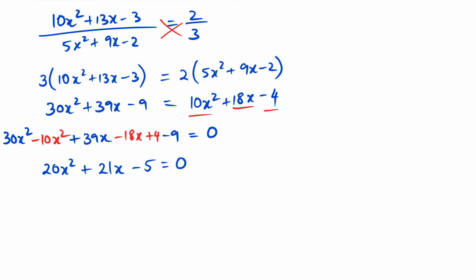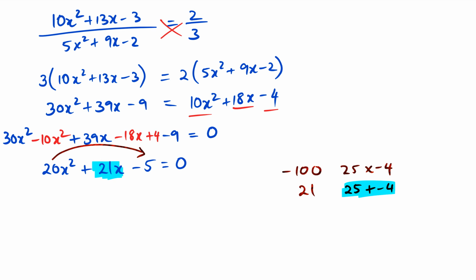Now I've got to factorize this, which means I've got 20 times negative 5, which equals negative 100. So I'm looking for two numbers that multiply to negative 100 and add up to 21, which is going to be 25 and negative 4. So I'm going to change the 21x to 25x and negative 4x. So I'm going to end up with 20x squared plus 25x minus 4x minus 5 equals 0.